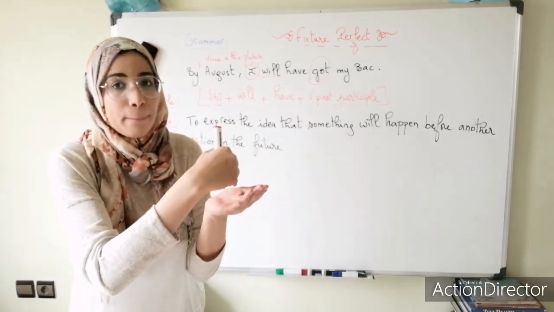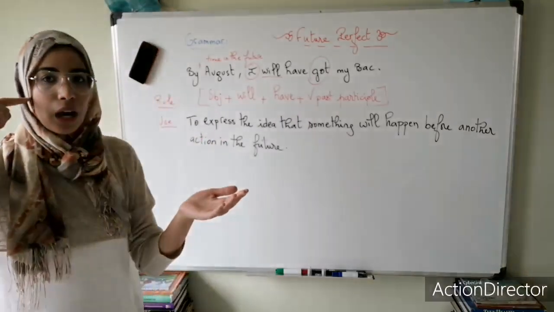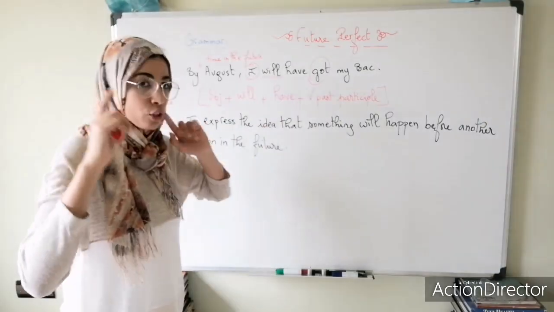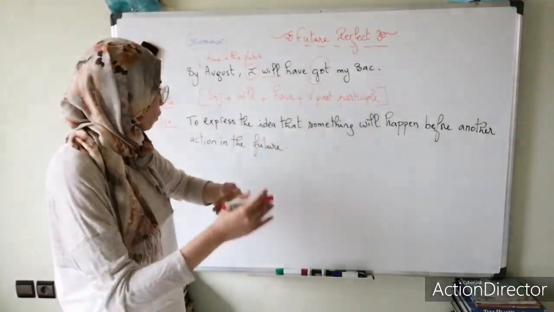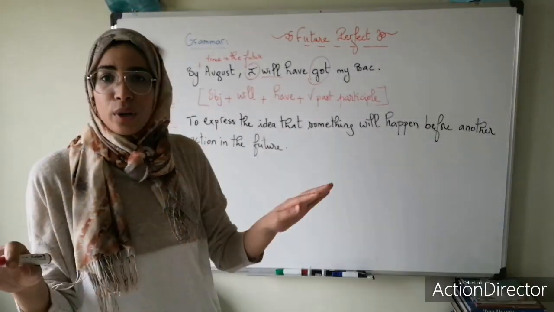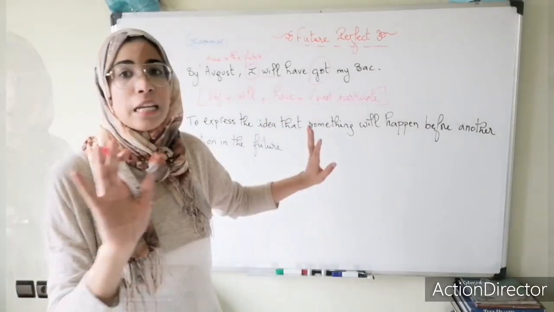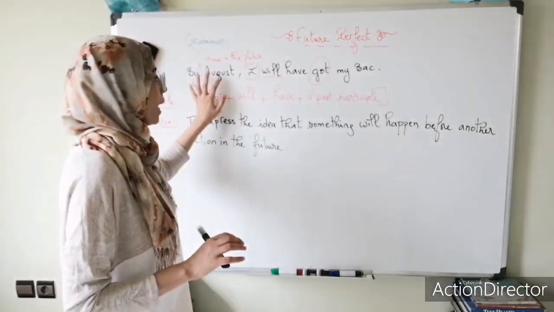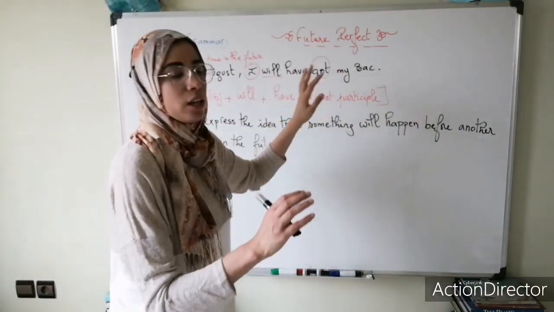The action is completed, right, in our mind. So to express the idea that something will happen before another action in the future. So in brief, this is the future perfect simple. Now, let's see if we can switch by August with I will have got my bac.